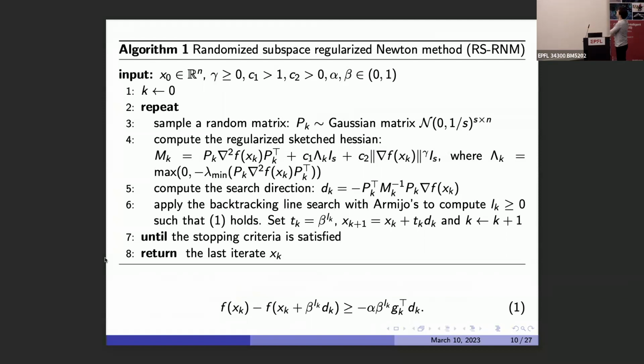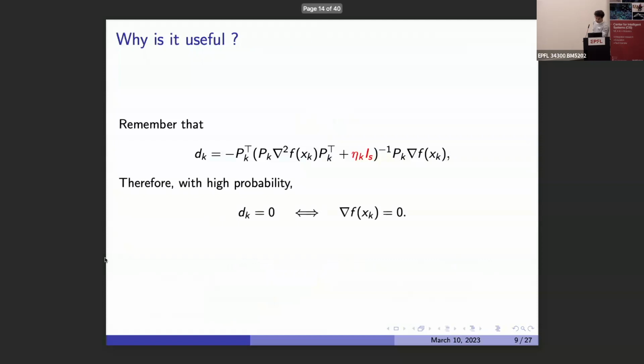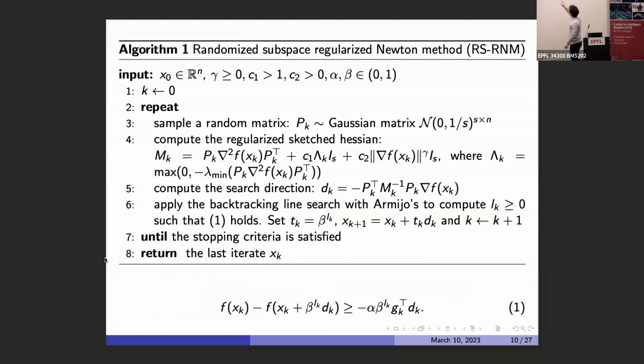Then we have the Newton direction, and we compute the step size using the Armijo rule. Basically, the step size is computed such that this inequality holds, where alpha and beta are parameters. And because of this Johnson-Lindenstrauss lemma, it is easy to see that with high probability, the next point will be strictly decreasing. We satisfy this inequality.